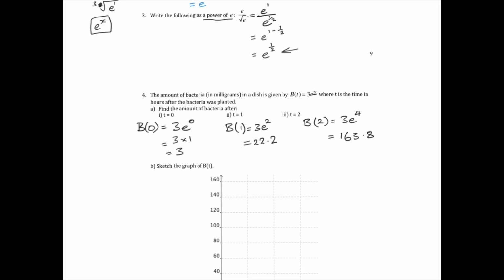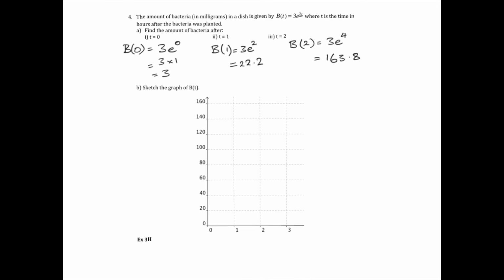Now sketch the graph of B(t). So we can just use the values that we just found to graph the exponential function. When time was 0, we got a value of 3. That's pretty low. That's like down here somewhere. And then when time was 1, we got 22. That's about here. And then when time was 2, we got 163. That's all the way up here. So that's a huge increase.